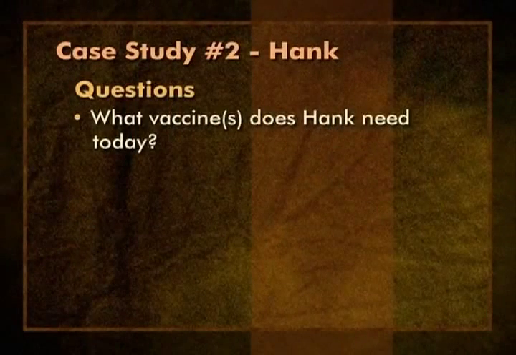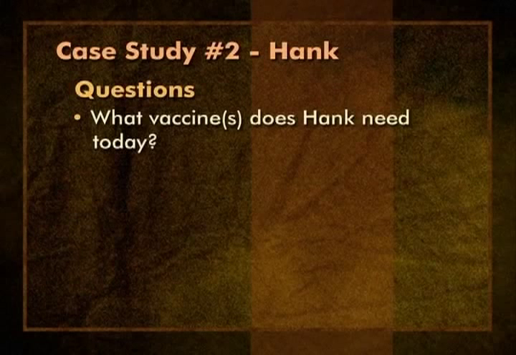Vaccines are often indicated by a person's age, the presence of underlying medical conditions or treatment of those conditions, and a person's occupation. In Hank's case, all of these are factors. Further complicating the issue is the presence of a mumps outbreak in the community. Here's the first question about Hank. What vaccine or vaccines does Hank need today? Now remember that what vaccines a person needs and what they can receive may be different.